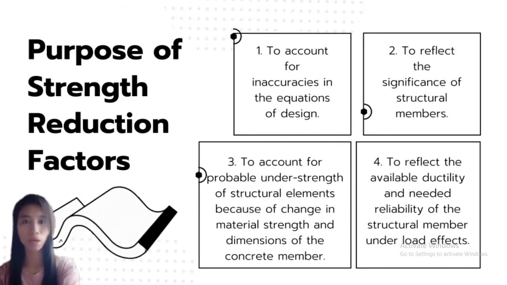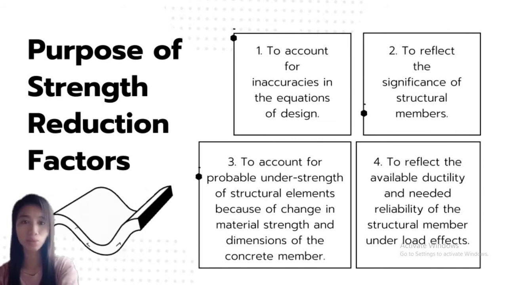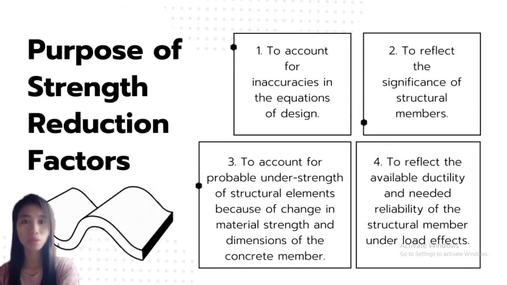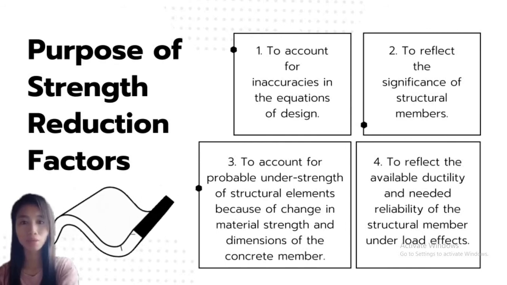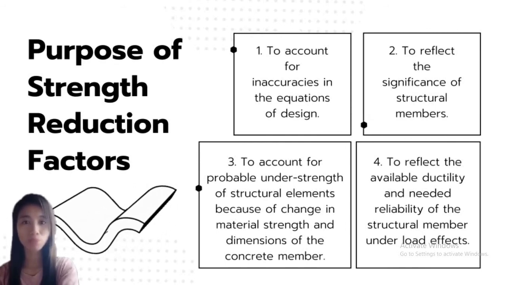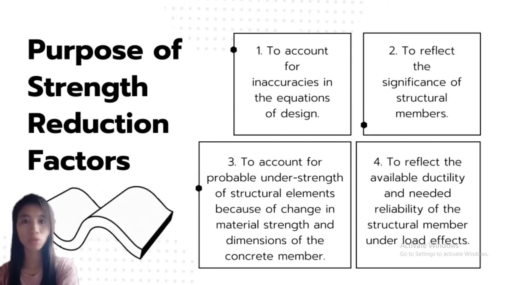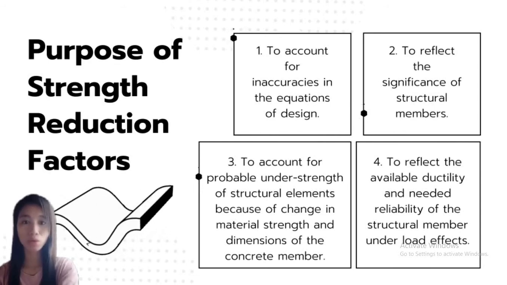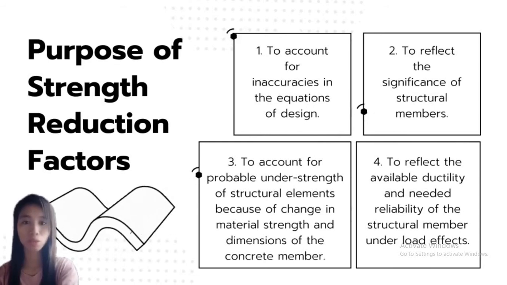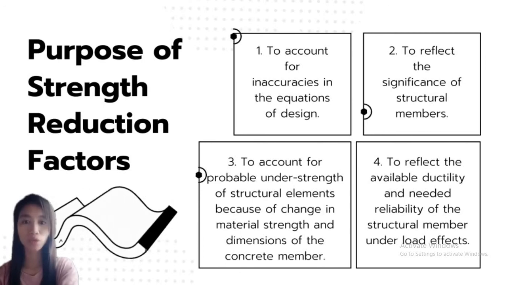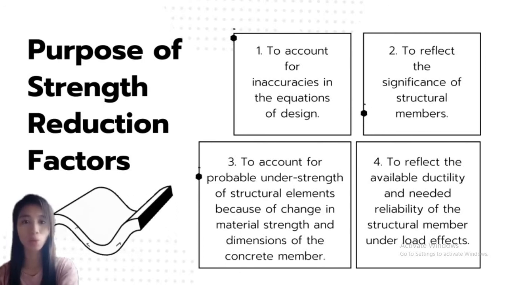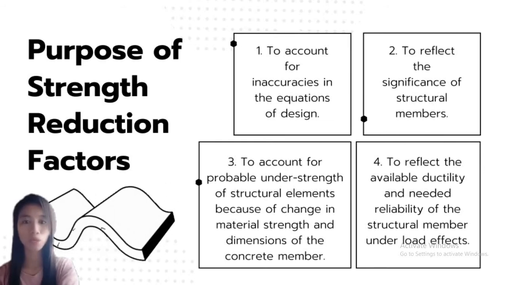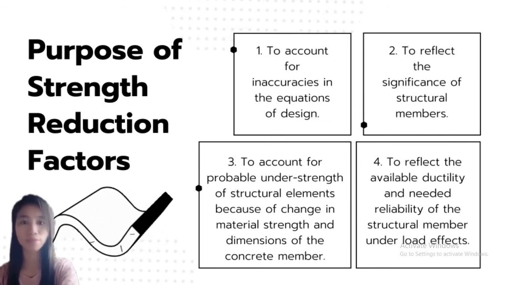Pangalawa, ay para makita yung kahalagahan ng bawat structural members. Structural members ay yung primary load bearing components of the building, and each have their own structural properties which need to be considered. Ito yung beams na horizontal members na nagtatransfer ng loads to support. Yung column na vertical members na nagtatransfer ng compression load to the ground. Nandyan din yung girder, floor decking, and the roof decking.